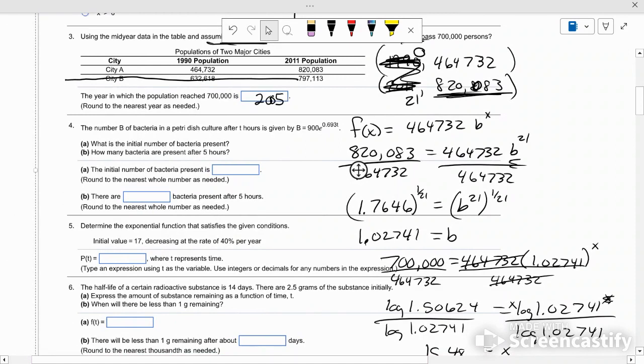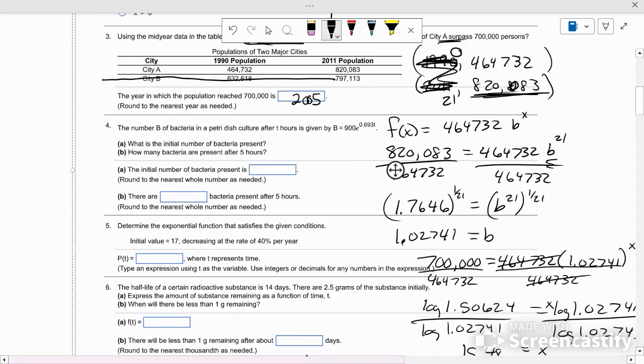Okay, the next one, the bacteria one. What's the initial amount of bacteria present here? 900. It says right in the problem. It's your initial value. How much bacteria will be present after 5 hours? You just put a 5 in here, so you take 900 times e to the 0.693 times 5. So take 0.693 times 5, e to that number, take that times 900. Round it to the whole number. How much bacteria is present?